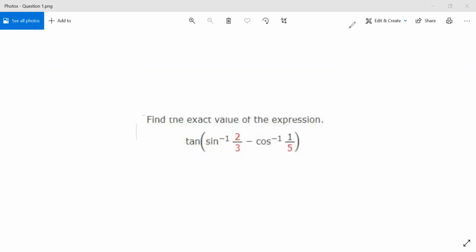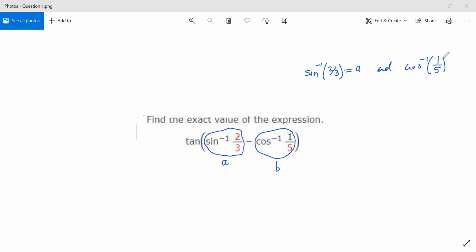Let's start with renaming a couple of things. So here, first, this is going to have some value, right? So I'm going to call this A. So let's make that substitution here. So sine inverse of 2/3 equals A. And then I'm going to call this B. And sine inverse of 1/5 equals B.